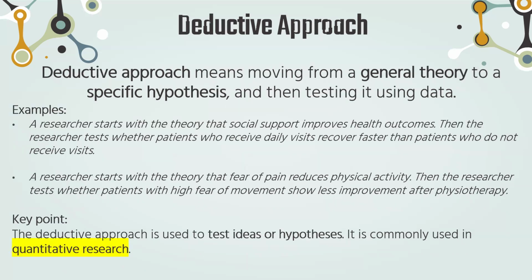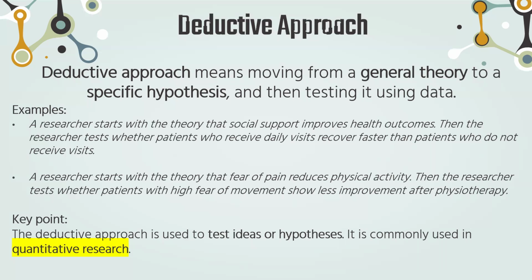The deductive approach is the opposite direction of the inductive approach. Deductive approach means moving from a general theory to a specific hypothesis and then testing the hypothesis using data. This is called a top-down approach because it starts with a broad theory and moves towards a specific testing. In nursing, deductive research is useful when previous theories or evidence already exist and the researcher wants to test whether they apply to a particular situation.